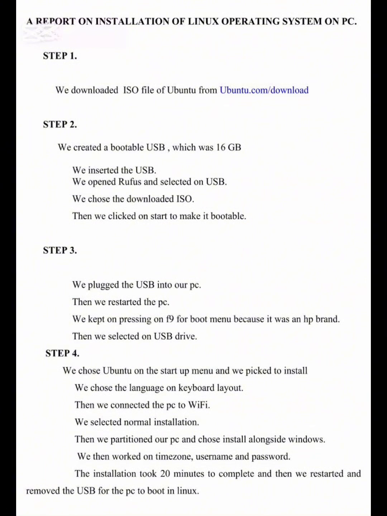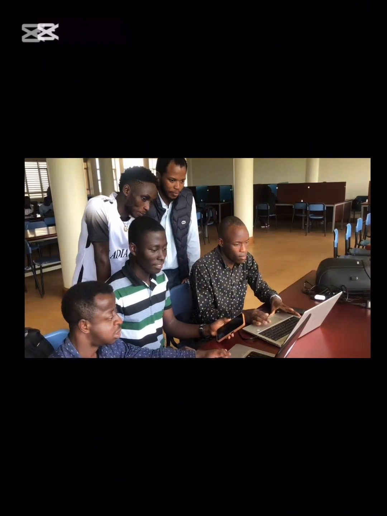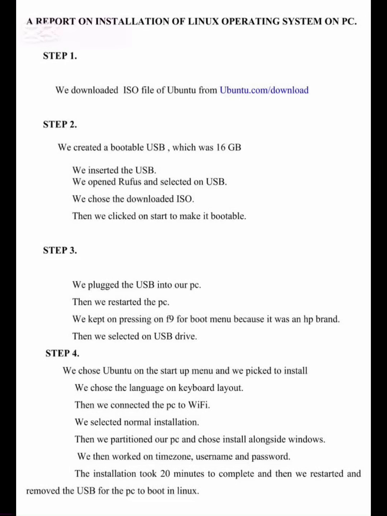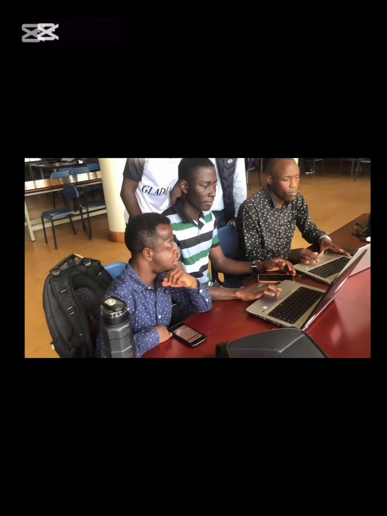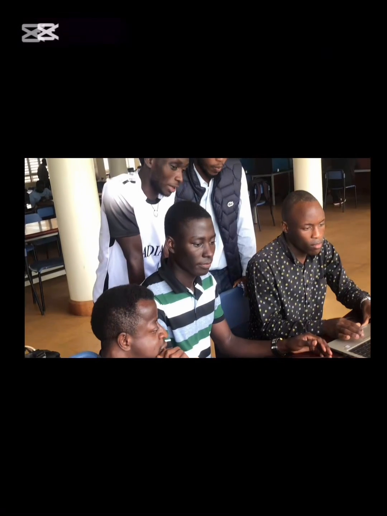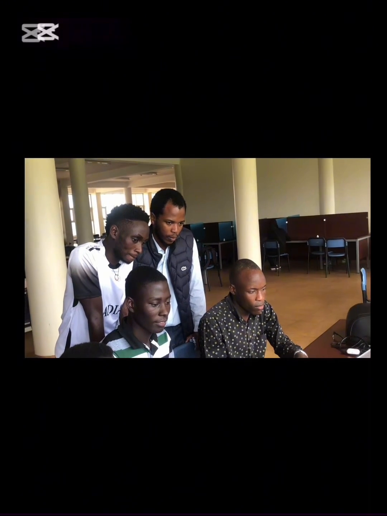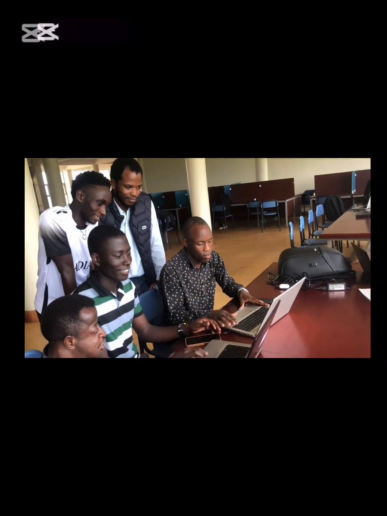The third step, we plugged the USB into a PC, then we restarted the PC. We kept pressing F9 for the boot menu because it was an HP brand. Then we selected the USB drive. Next, we chose Ubuntu on the startup menu and picked install. We chose the language and keyboard layout. Then we connected the PC to the Wi-Fi.